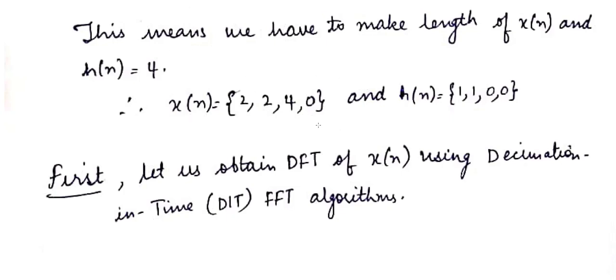Similarly, hn was of length 2 and we have to make it 4. So how many zeros will we pad? We will pad 2 more zeros. So we kept 1 1 0 0. Again, this is now of length 4, and xn is of length 4. Now what is the next step?